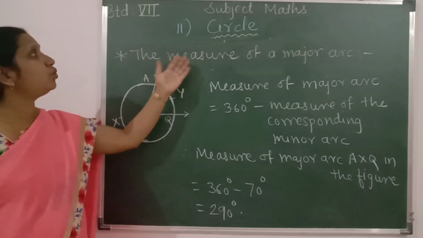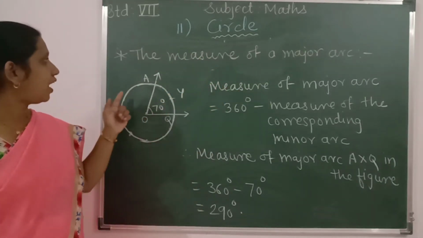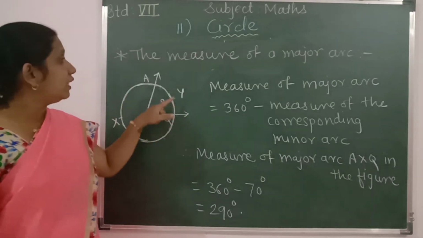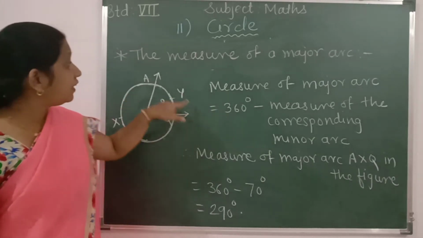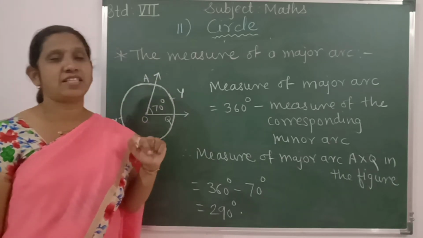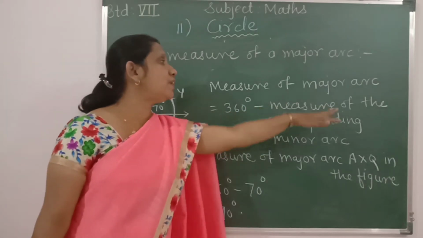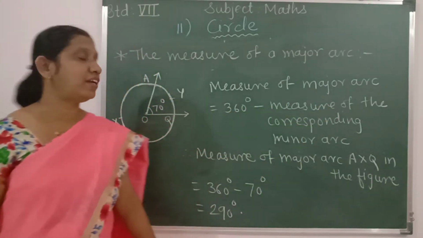Student, now let us know the measure of major arc. Measure of major arc is equal to 360 degrees, the entire circle measurement is always 360 degrees, minus the measure of the corresponding minor arc.